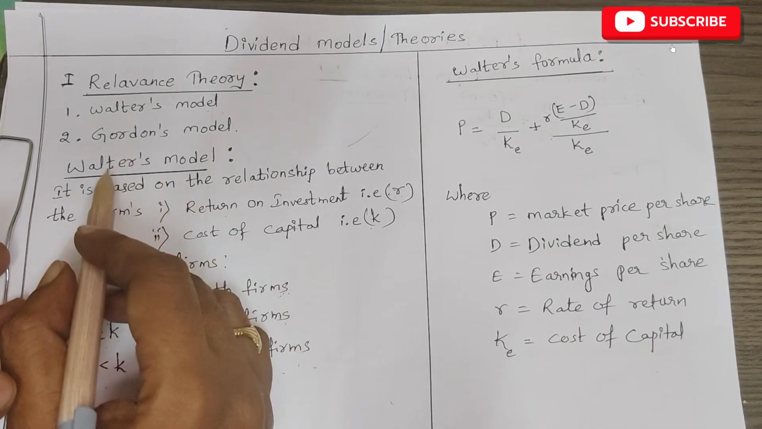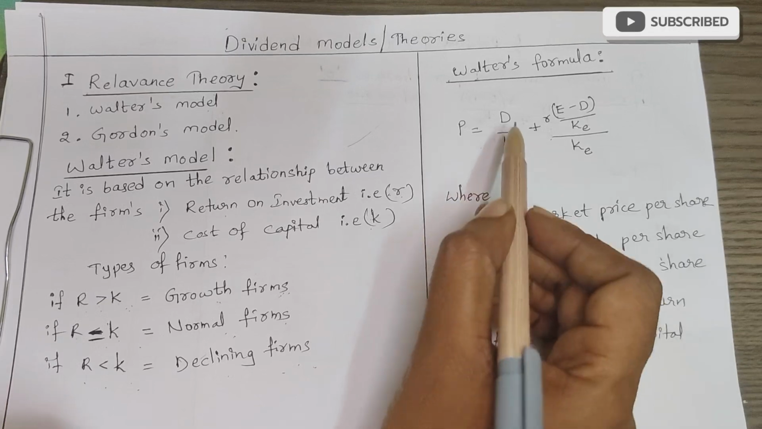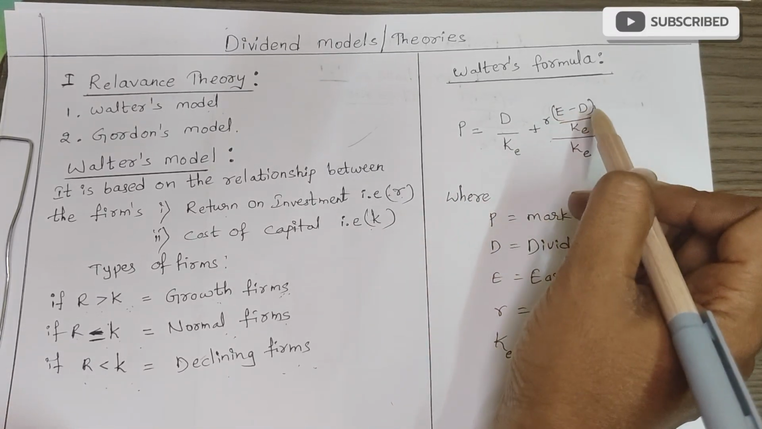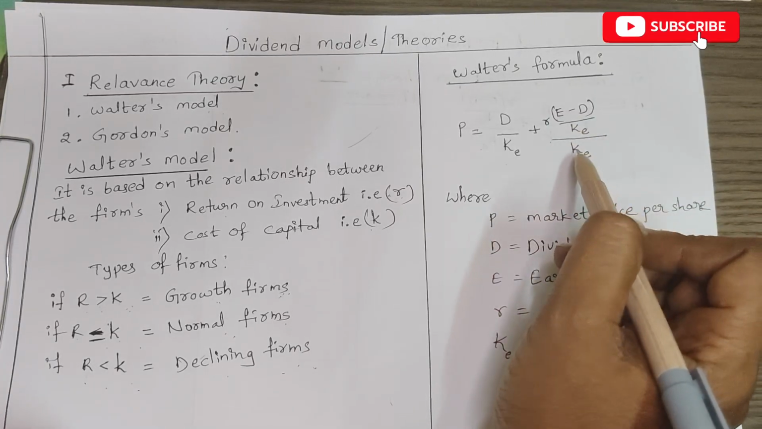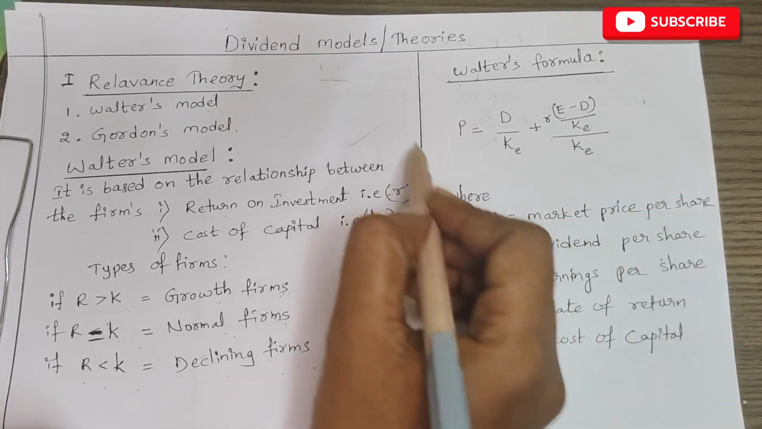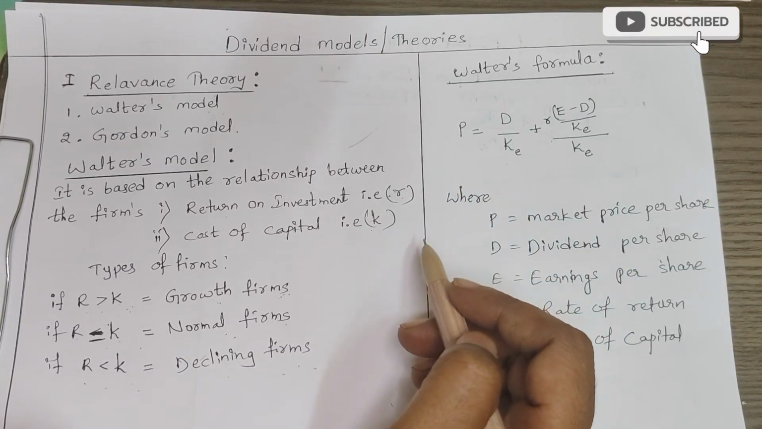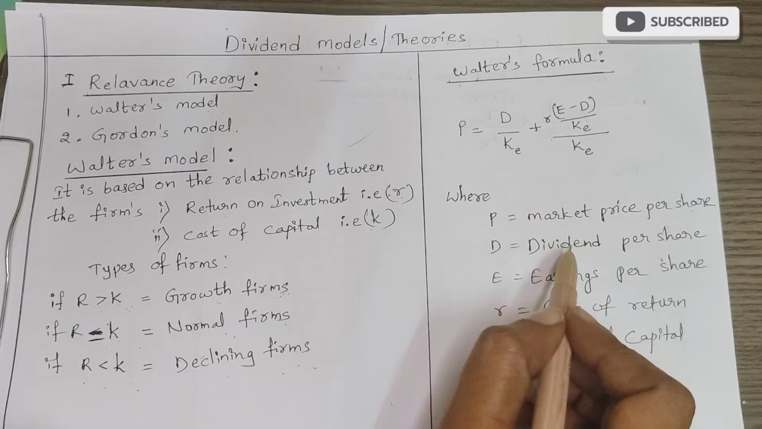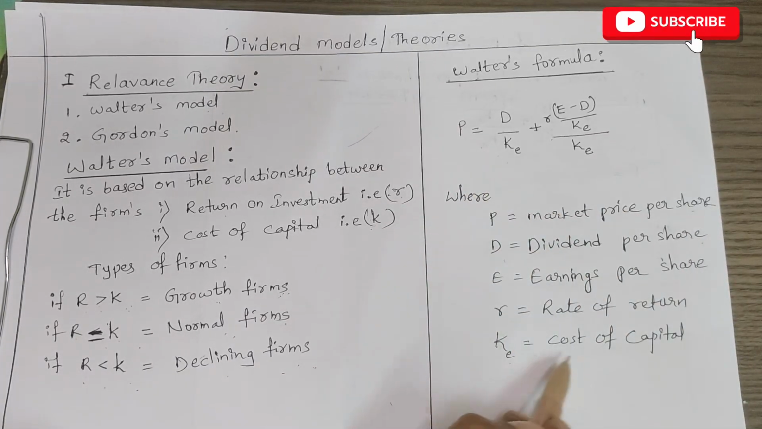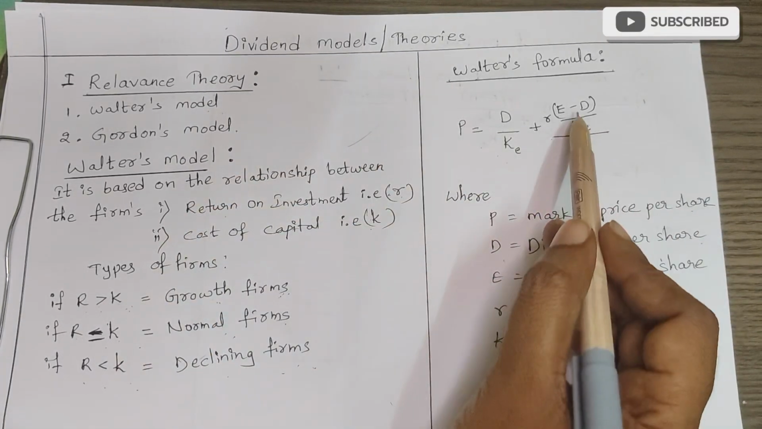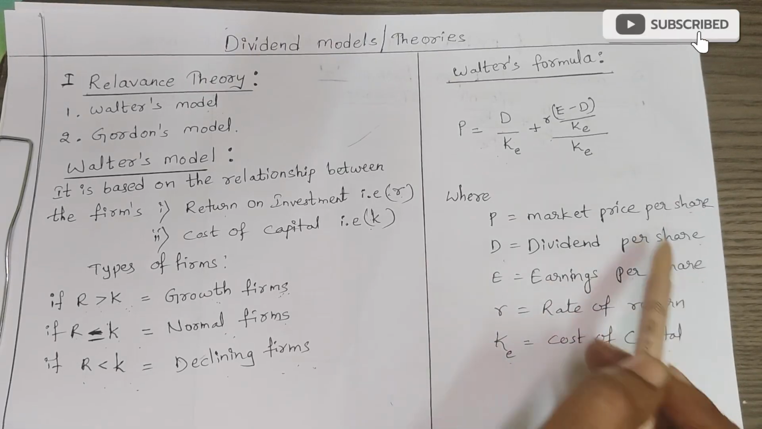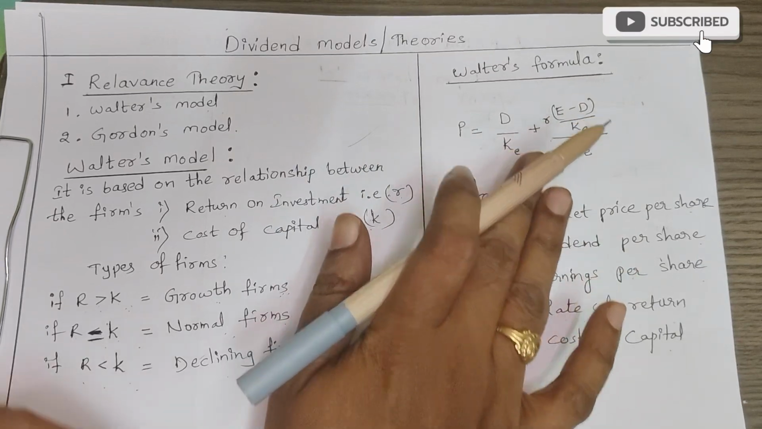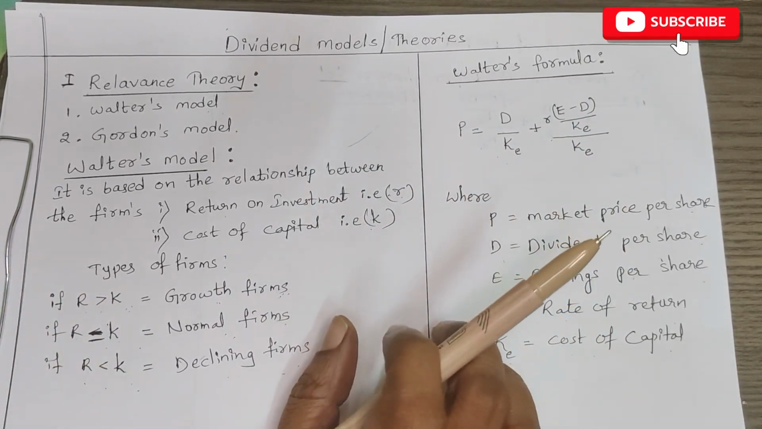So here we have Walter's model formula. P is equal to D divided by KE plus R into E minus D divided by KE, whole divided by KE. So this is the formula of Walter's. Where P is equal to market price per share, D is equal to dividend per share, KE is equal to cost of capital, E is equal to earning per share, and R is equal to rate of return. By using this formula only, you will calculate the solution.